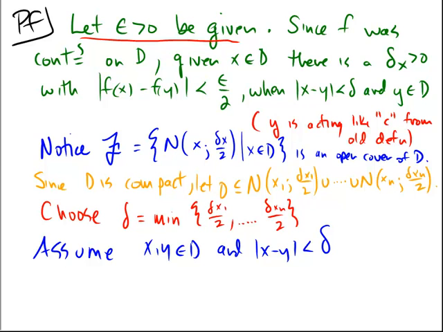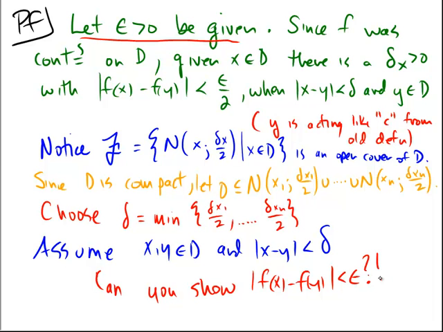Can you show the last part that we need? Can you show f of x minus f of y is less than epsilon? Pause the video for a moment and see if you can do this on your own. Hint, it's going to take a couple of triangle inequalities, but I believe that many of you can actually try to do this and complete it on your own.